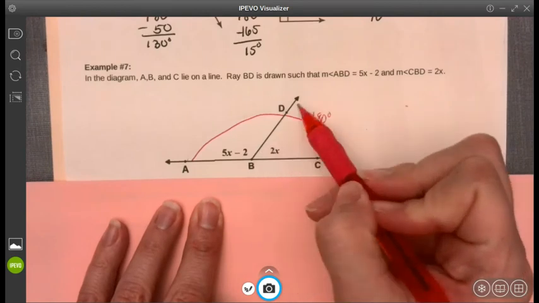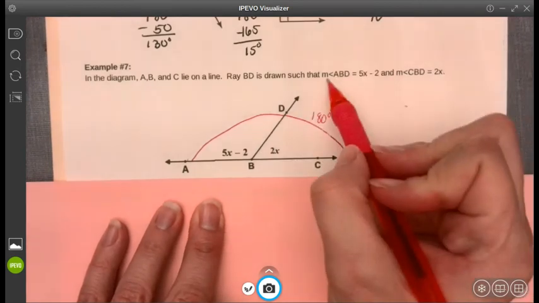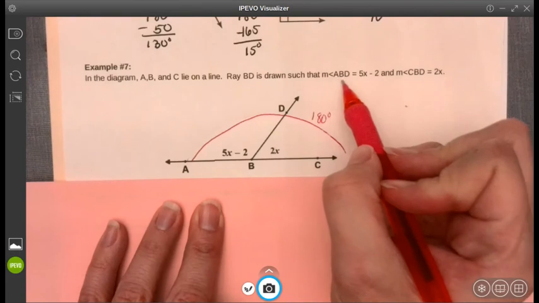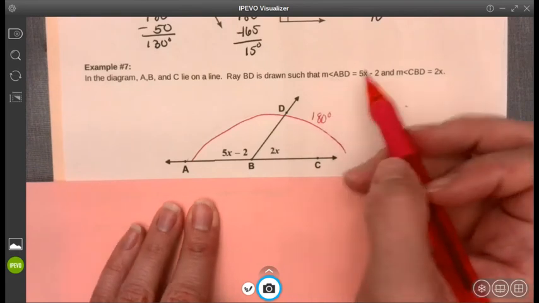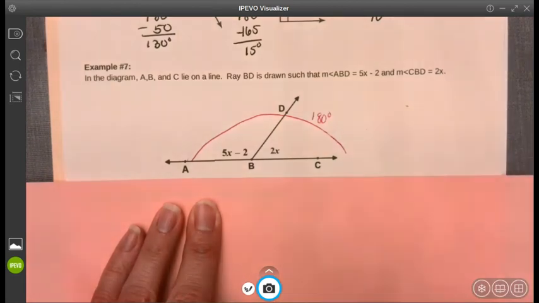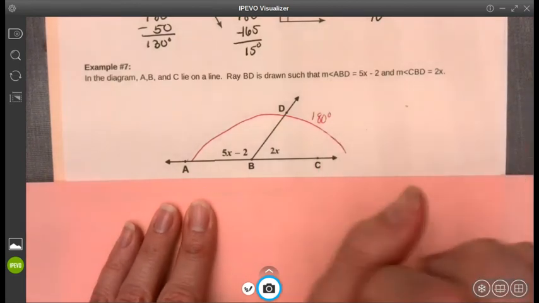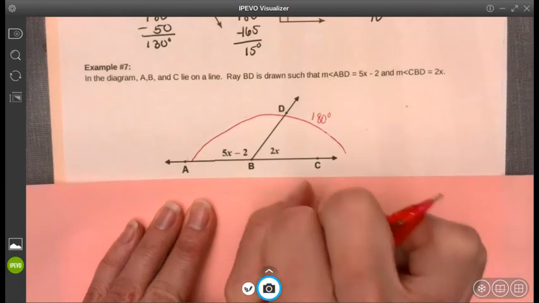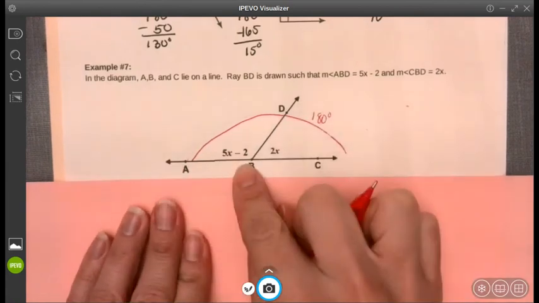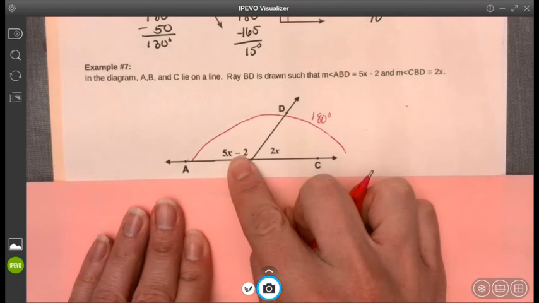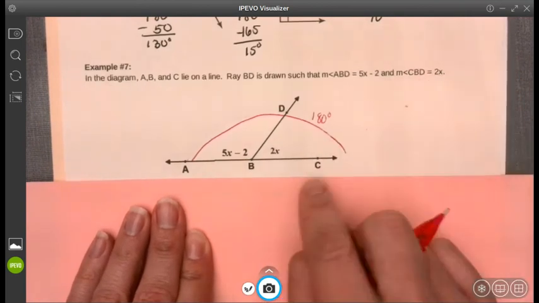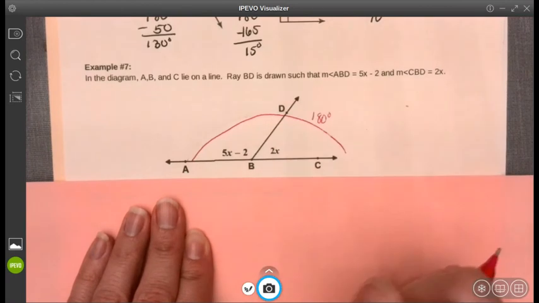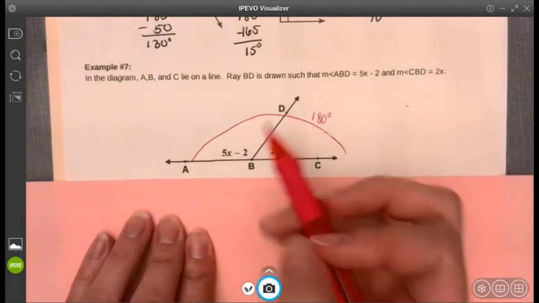Ray BD is drawn such that m angle ABD is the measure of angle ABD. So just be careful in reading that. It's the shorthand that mathematicians use. So they're telling us that the measure of angle ABD is 5x minus 2. So they did label that for us. And the measure of angle CBD is 2x.